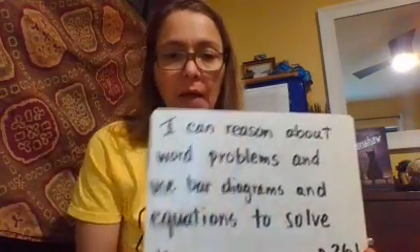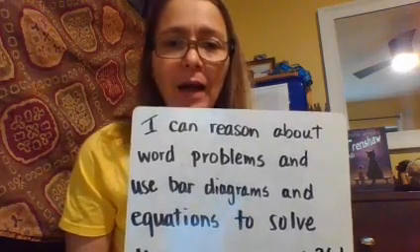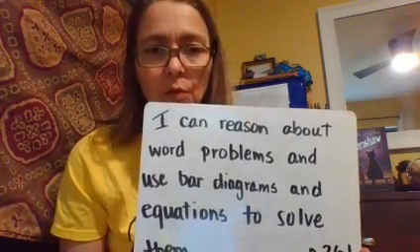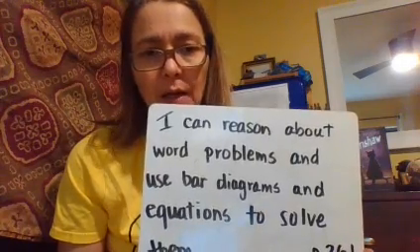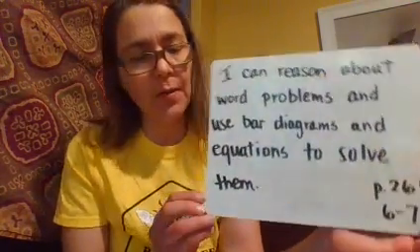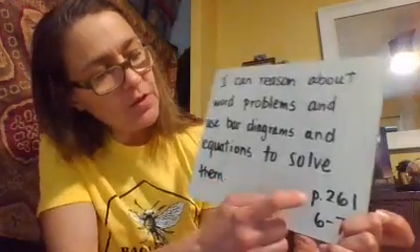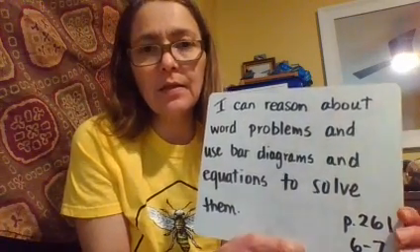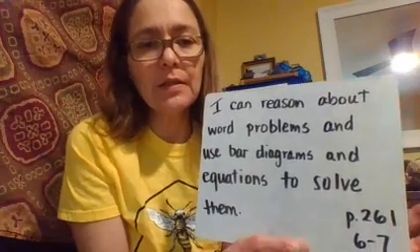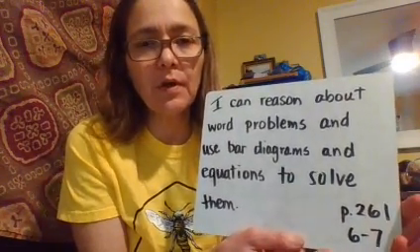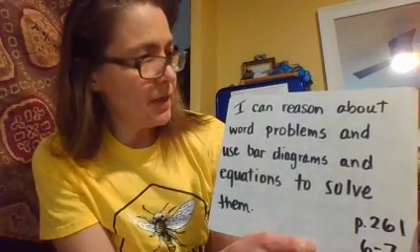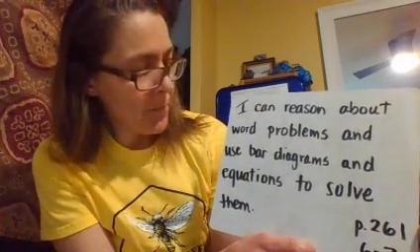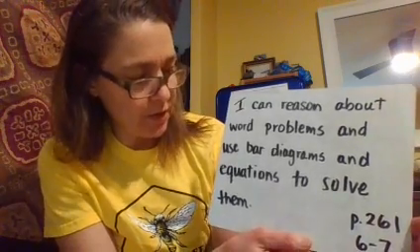Okay, so the focus question is up at the top, in the corner actually, on your page 261. Let's read it together. I can reason about word problems and use bar diagrams and equations to solve them. One more time, we're on page 261. Lesson is 6-7, and this is the last lesson in this subtraction unit, unit 6, or topic 6 as Envision calls it. All right, one more time. I can reason about word problems and use bar diagrams and equations to solve them.